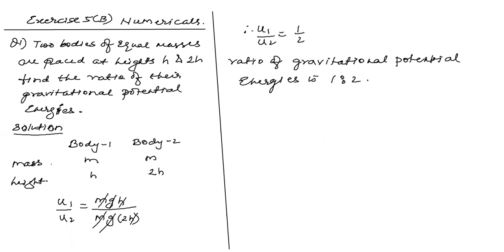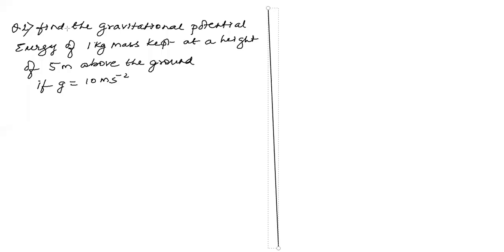We go to the next question, children. Question number 2. Find the gravitational potential energy of 1 kg mass kept at a height of 5 meter above the ground if g equals 10 meter per second squared. Please have a look at this very simple sum, children. What is the first step? I told you, whenever you read a sum, first write it in notation form. Find the gravitational potential energy, that is, find U, of 1 kg mass. So m is 1 kg, okay?